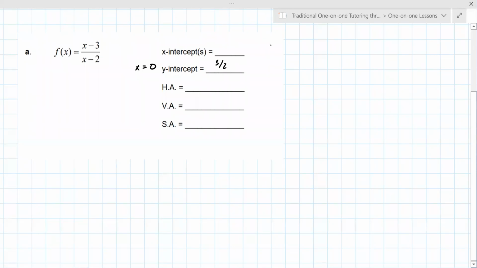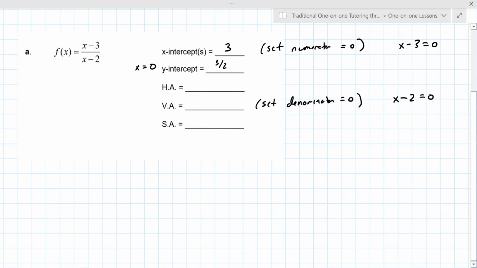For the x-intercept, you set the numerator equal to 0. All right, so you just set x minus 3 equals 0, and you get x equals 3. For the vertical asymptote, you set the denominator equal to 0. So that means that x equals 2. Now it's an equation. That's why I wrote it x equals 2 instead of just the 2 for that.